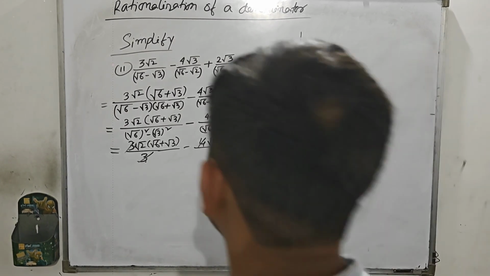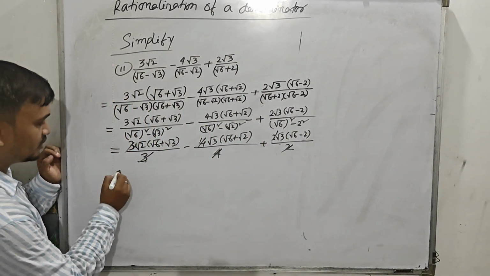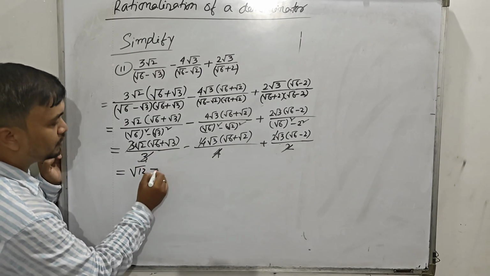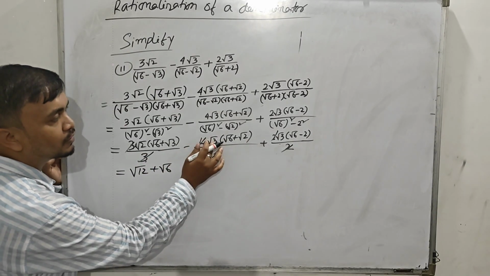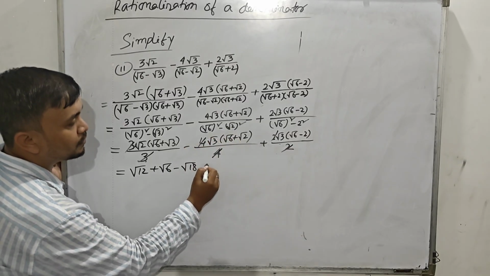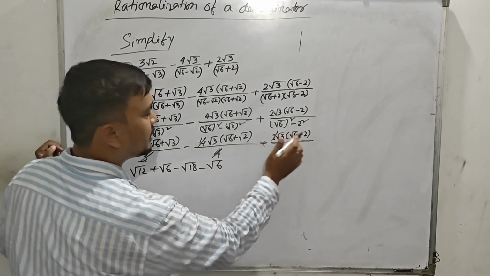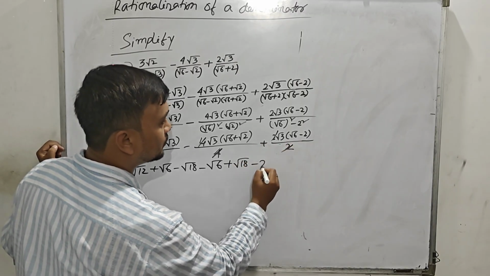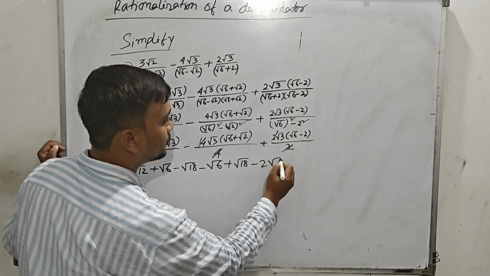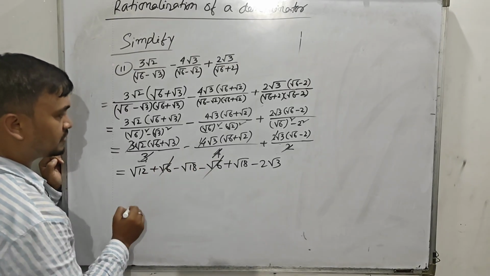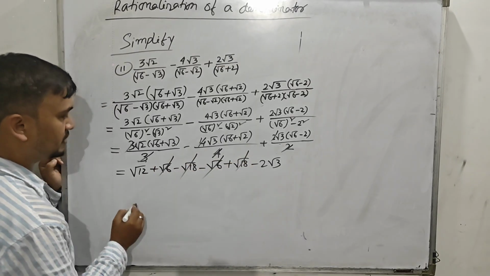Here there is again a mistake. Next line, write: root 2 into root 6, root 12, root 2 into root 3, root 6, root 3 into root 6 minus root 18, root 3 into root 2 minus root 6, root 3 into root 6 plus root 18, and this is 2 root 3. This into this, 2 root 3, so plus root 6 minus root 6 plus root 6 plus root 18 minus root 18.